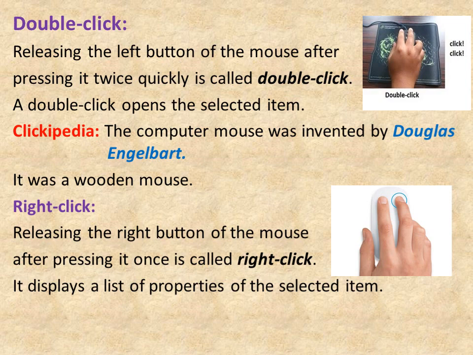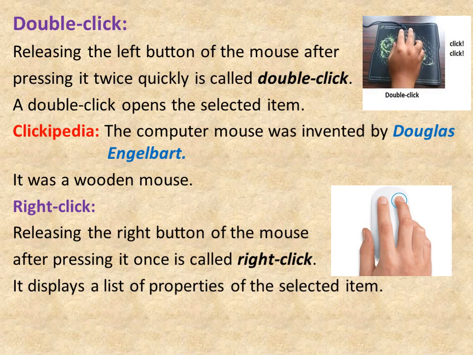Now there is a Clickypedia. The computer mouse was invented by Douglas Engelbart. It was a wooden mouse. So children, remember this. The next one is right click.